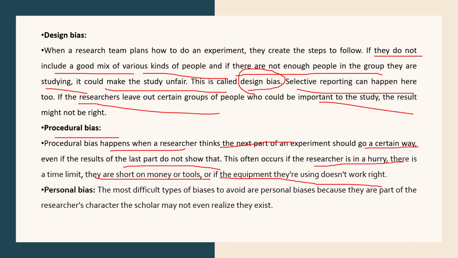Personal bias. The most difficult types of biases to avoid are personal biases. Personal biases cannot be easily avoided because they are part of the researcher's character. Scholars may not even realize they exist. Why? Because if you're personally wrong, you will not find that, or you will not try to avoid it. It is very difficult. Your mind will not accept it. So it is a personal character where you cannot realize whether it exists or not.